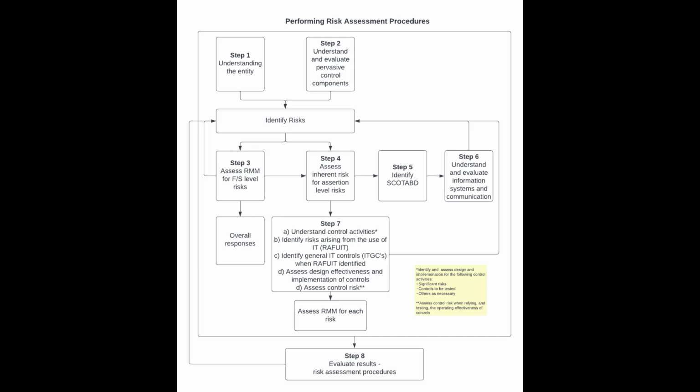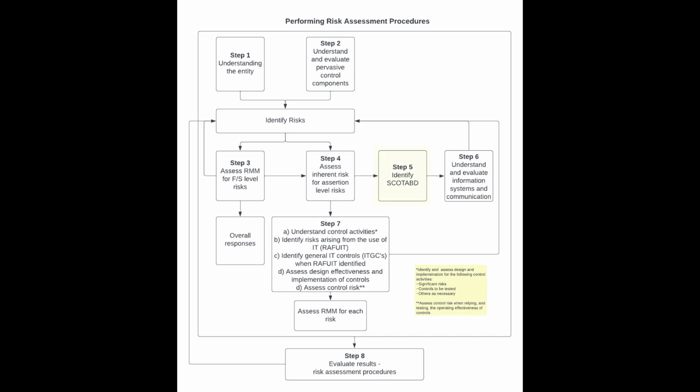So as we go through and identify risks, we are going to assess whether they are financial statement level risks or they are assertion level risks. So in step 3, we will assess those risks of material misstatement and determine whether they need any type of overall responses or whether they impact our assessment of risk for the assertion level. So it could create new risks at the assertion level, or it may impact the likelihood and magnitude or our inherent risk assessment for those identified risks.